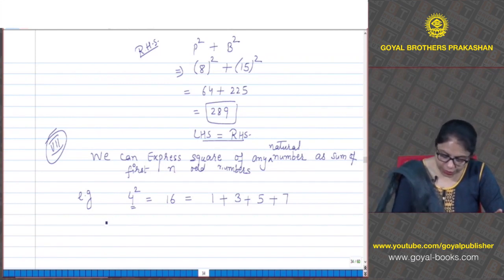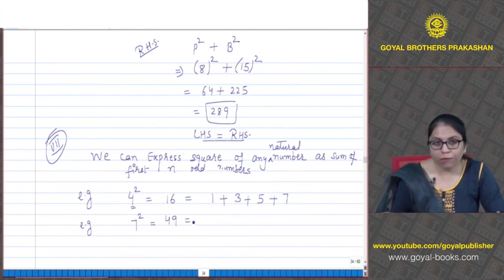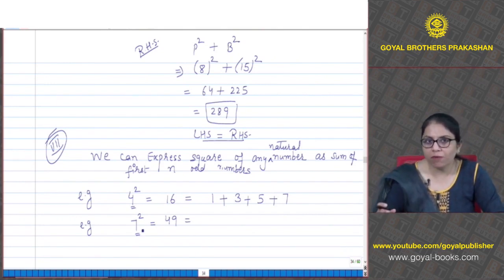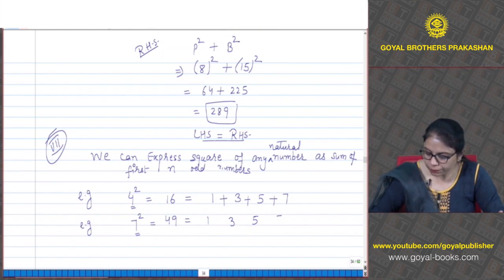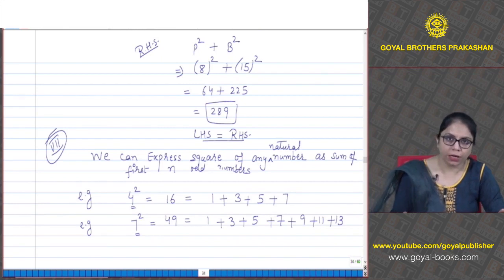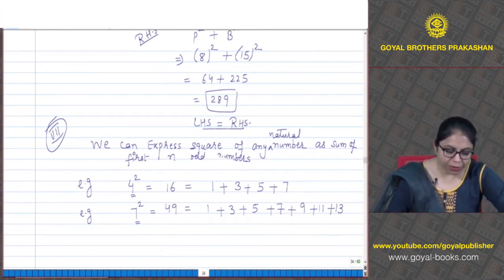Now let's discuss another example. Suppose we have to find 7 square. 7 square is 49. Now how we can express 49? Since this is 7 square, that means we have to consider first 7 odd numbers. First 7 odd numbers are what? These are the first 7 odd numbers. So we can express 49 as sum of these odd numbers. That means if we add first 7 odd numbers, we will always get 49. So I think this property is clear to you.